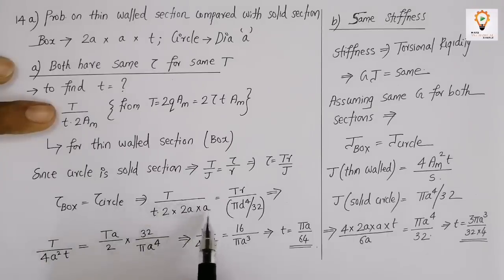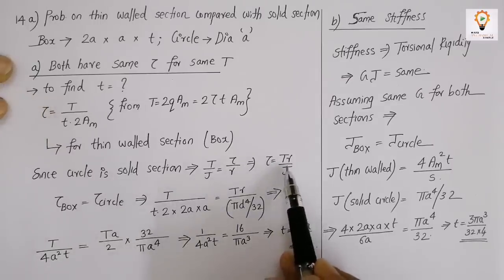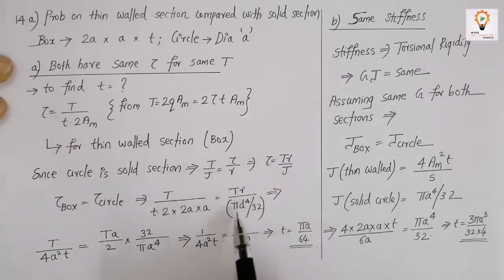So AM is 2A into A, that is length into breadth. The given dimensions must be with respect to the median lines. So AM is equal to 2A into A, which must be equal to tau of the circle, which is TR divided by J. Now what is J? J is polar moment of inertia, pi d raised to 4 by 32. So simplifying, now R we can substitute as d by 2.